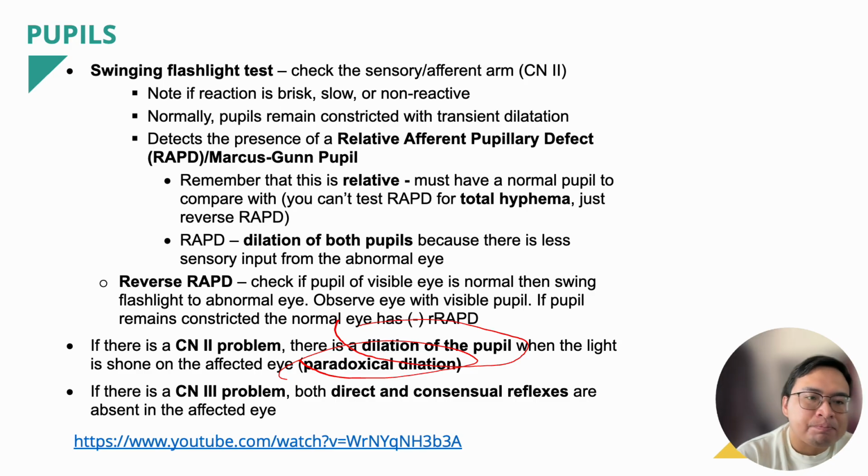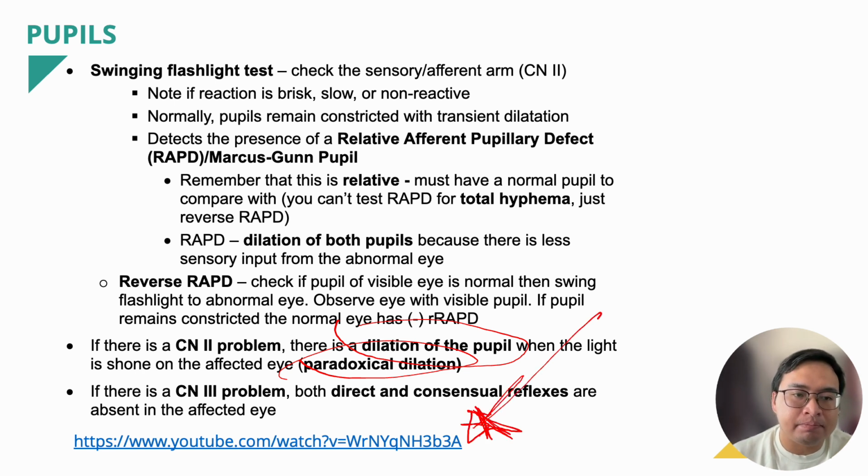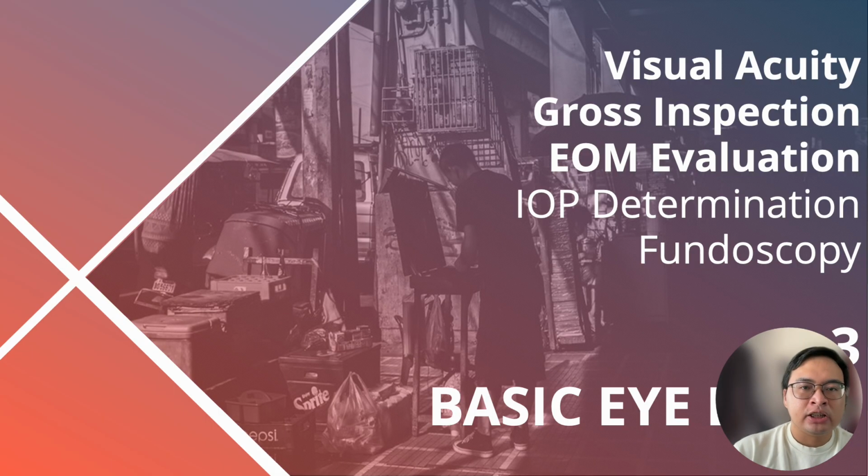In contrast, if you shine a light on the right eye and it dilated, and then you also shine a light on the left eye, but still the right eye is dilated, meaning both direct and consensual reflexes are affected, then that is a cranial nerve 3 problem on the right. So in this video, you could see how the swinging flashlight reflex is done. Right? Okay, so that's it for the gross eye examination. Now let's proceed to the evaluation of the extraocular muscles or EOMs. So we're here now. Third part of the basic eye exam.